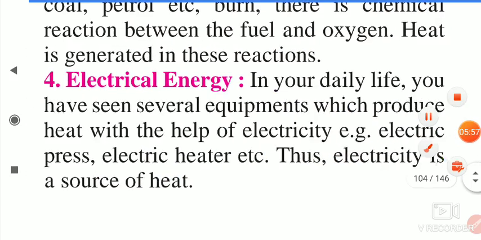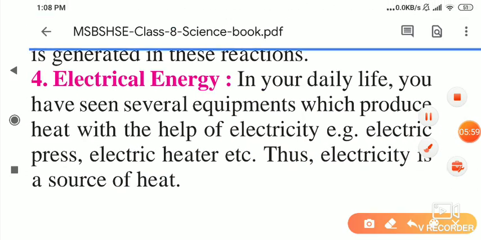In your daily life, you have several equipments. As you know, electric heaters are there, a geyser is there in our home. Otherwise, some machines are there that provide heat to the body. When old people are there, they are given treatments for the body. Okay, and in that also heat is produced.